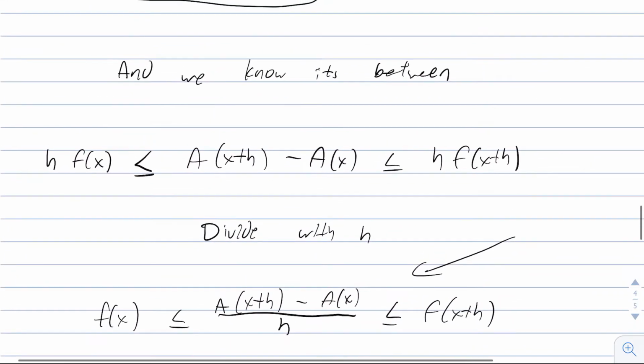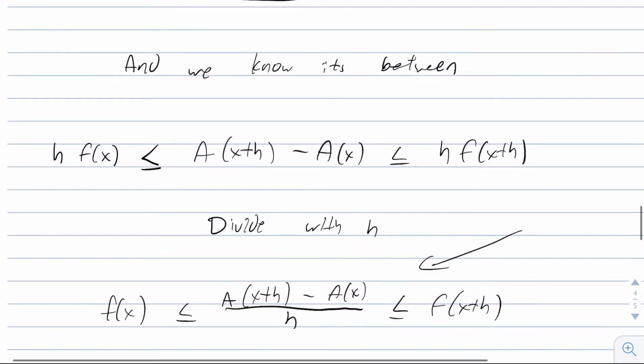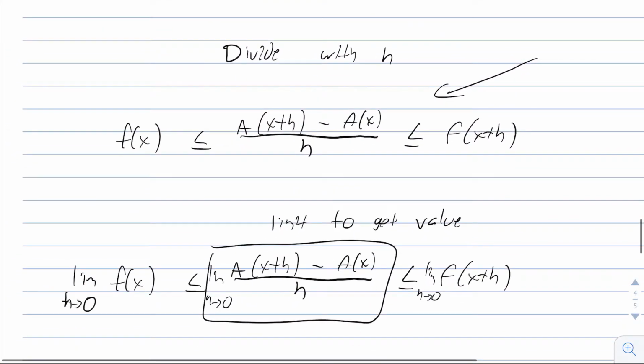And if we take the limit of this inequality as h goes to 0, we're going to notice something. That's a derivative right there. Oh, why is that yellow? Yeah, that's a derivative right there.